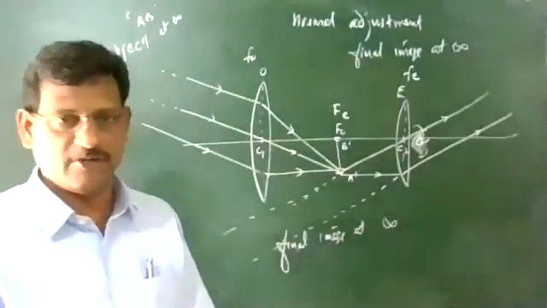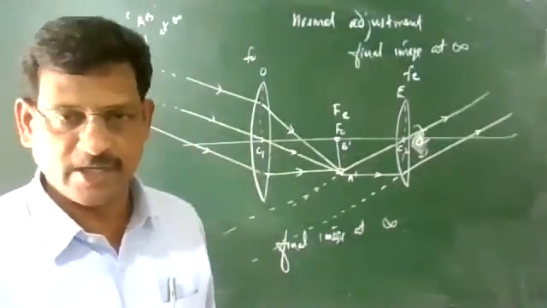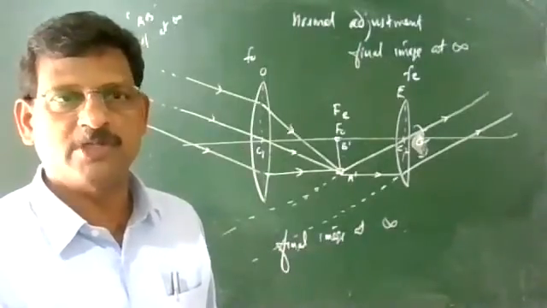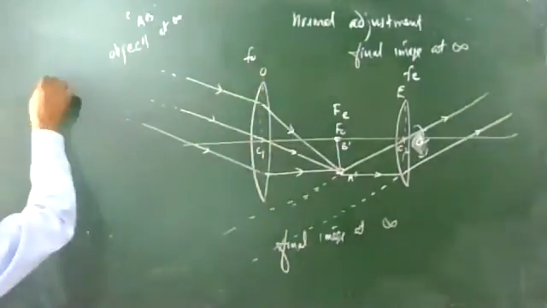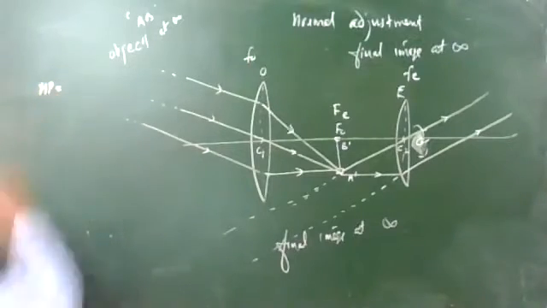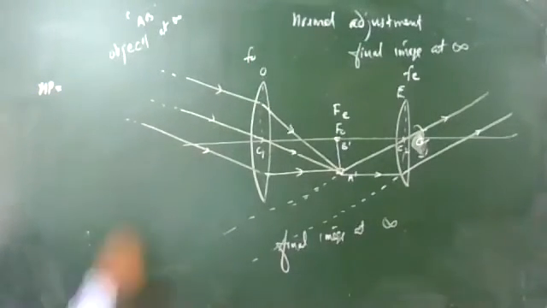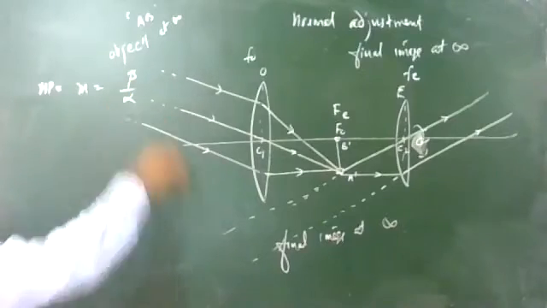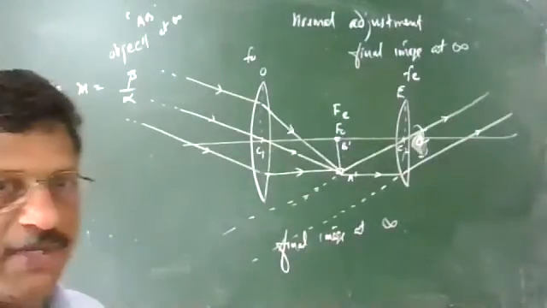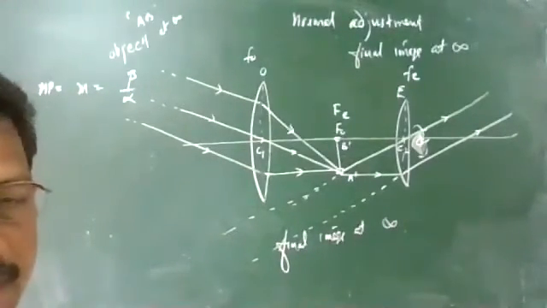The object is also at infinity, and the final image is also at infinity. What is the magnifying power of this device? The magnifying power of this device can be defined as small m equal to beta by alpha. There will be no change in that equation; beta by alpha remains the same.